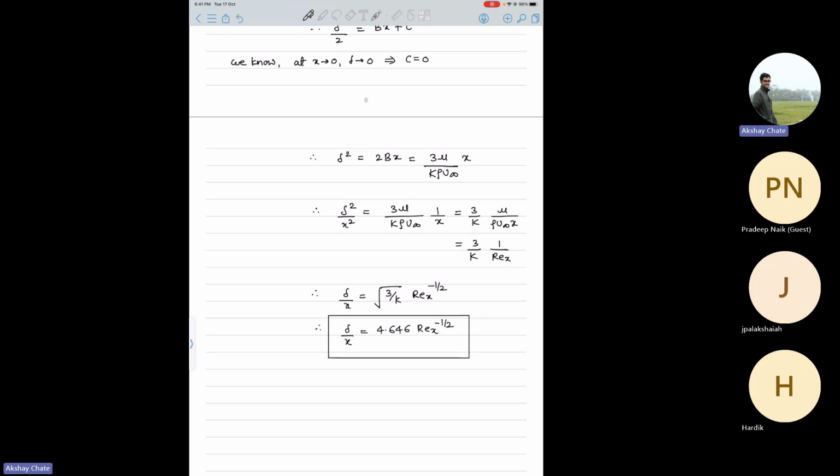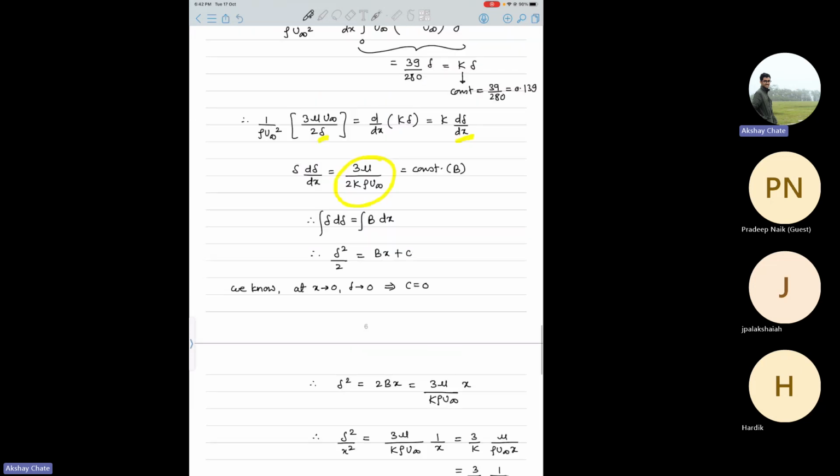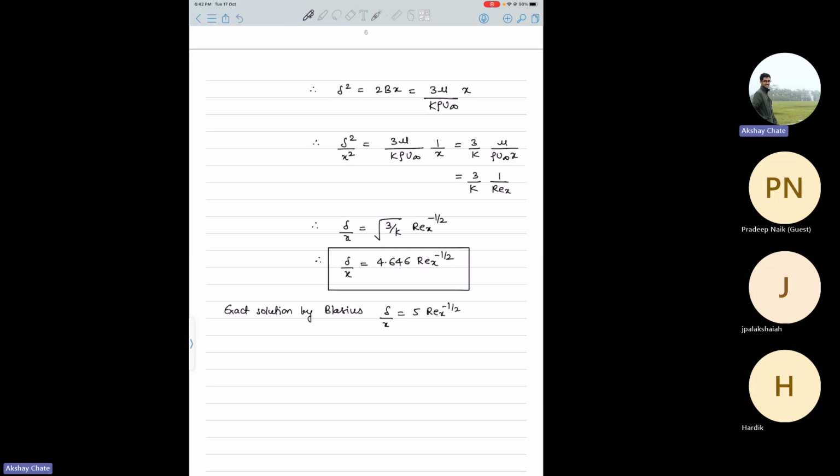And the exact solution was given by Blasius, which we discussed in the last class, which is the similarity solution method developed by Blasius. You get 4.9, but let's assume it as 5. So we get similar results, only the constant of the equation changes. The advantage of this momentum integral method is that it's very easy, you don't need any numerical method solution at all, and you get fairly correct values.